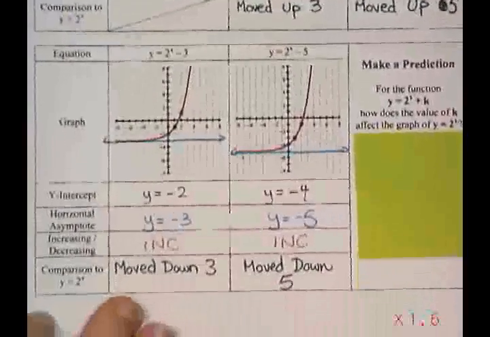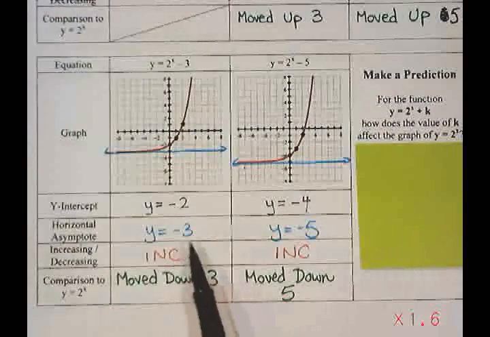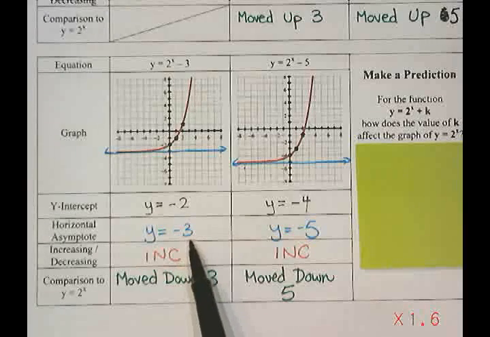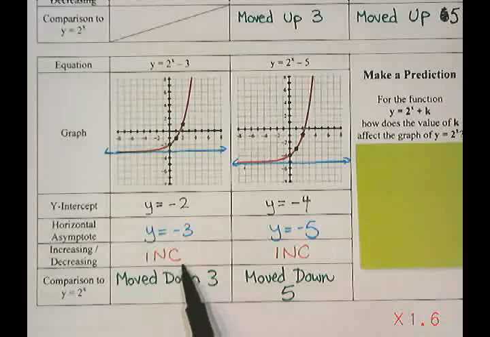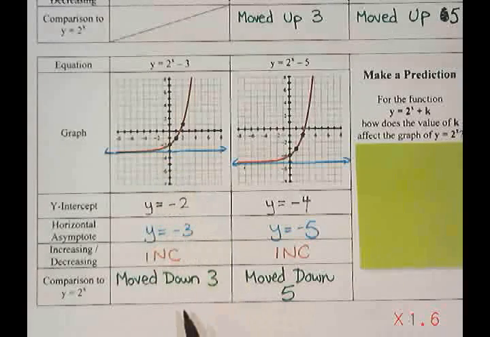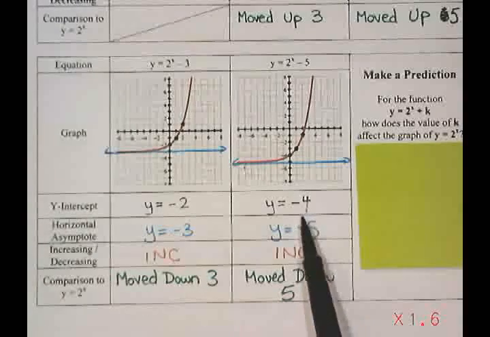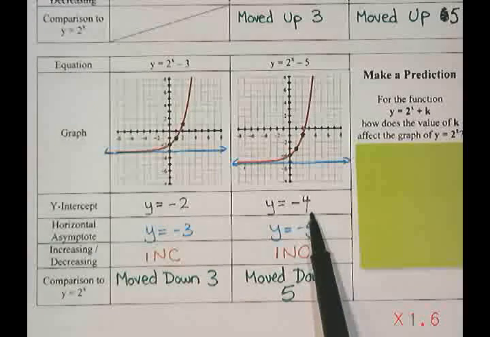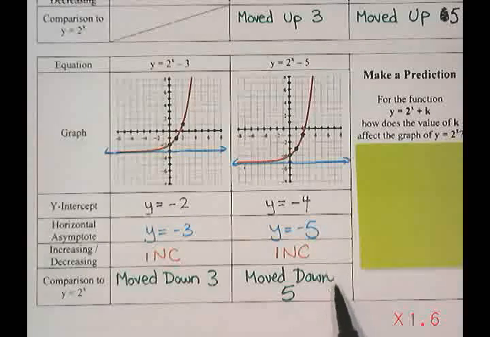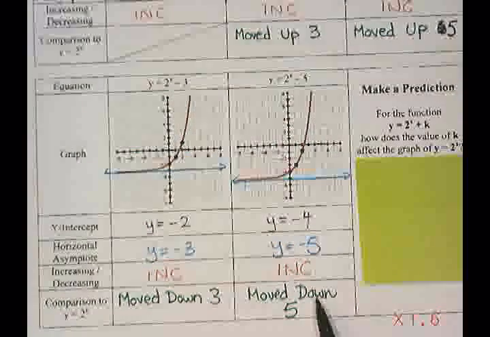If I take a look at the last two, this one has a y-intercept of y equals -2, a horizontal asymptote at -3, it is increasing, and this graph has moved down compared to the other one, so I said it's moved down 3. And then this one here, we have y equals -4 as our intercept, -5 as our asymptote. It is increasing, and it has moved down 5 units.